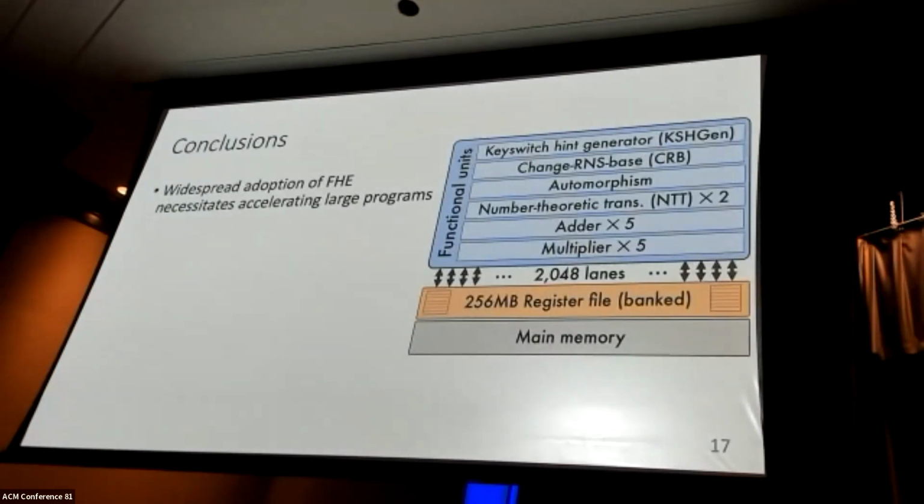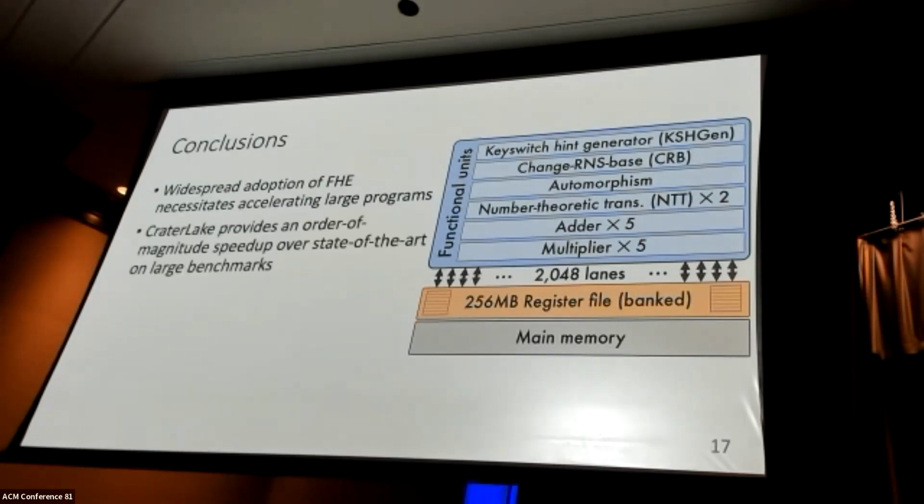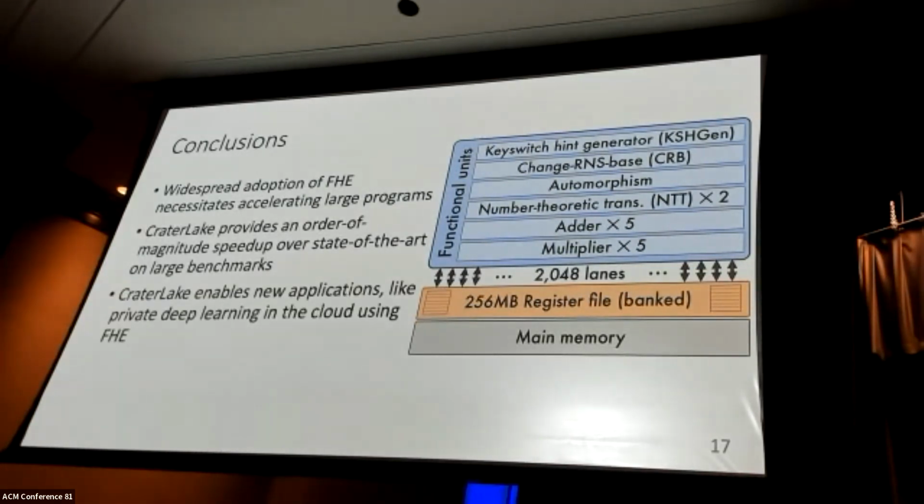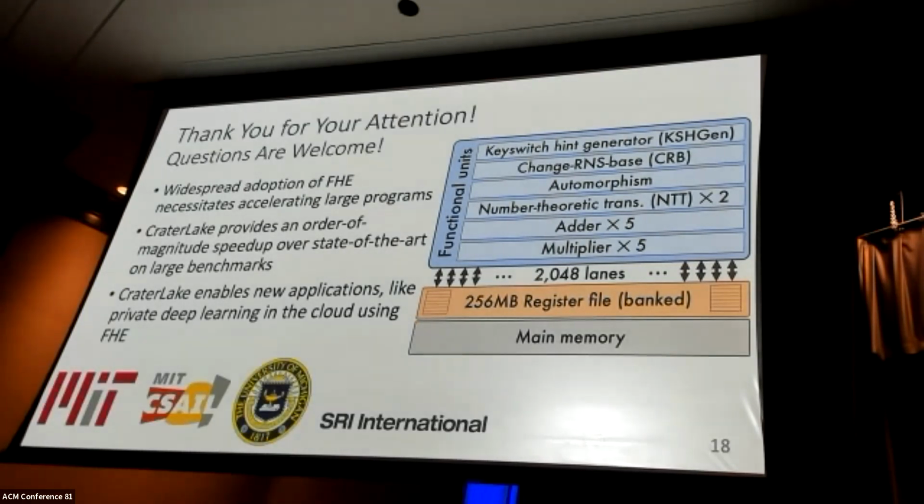So to conclude, for widespread adoption of FHE, you really need to be able to accelerate FHE programs of any size, right? And CraterLake is the first accelerator that achieves this. And this means that CraterLake enables new exciting applications for FHE, like real-time DNN inference with neural networks such as ResNets or LSTMs. So thank you for your attention, and I welcome your questions.